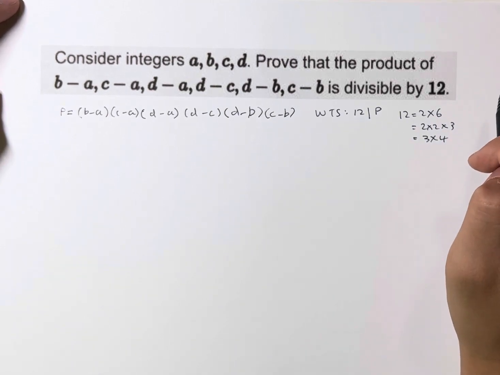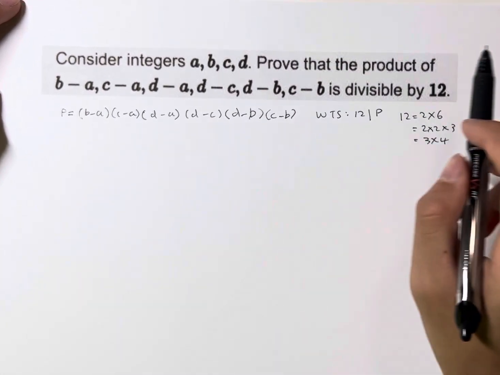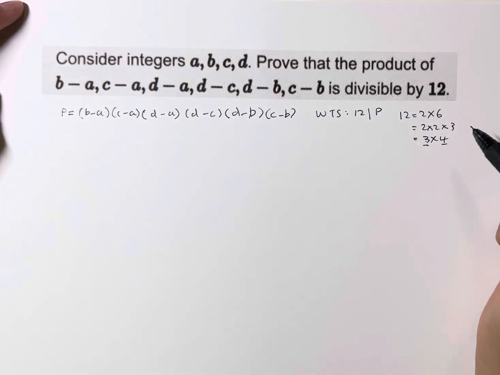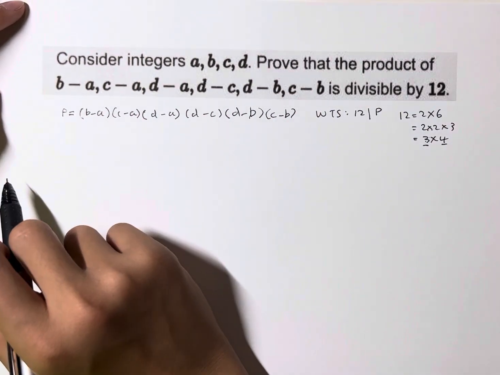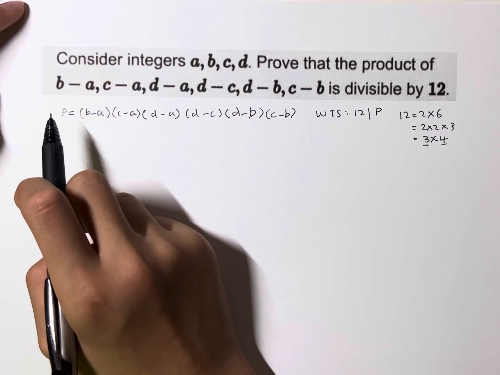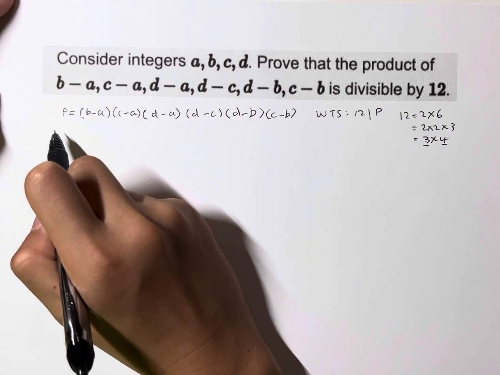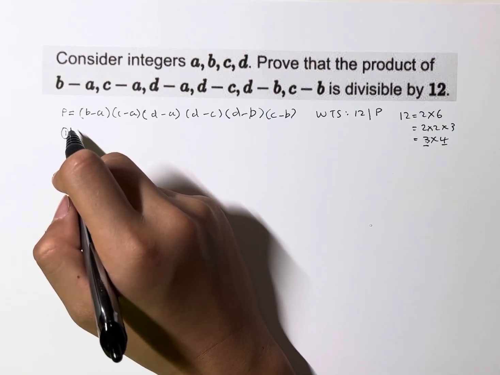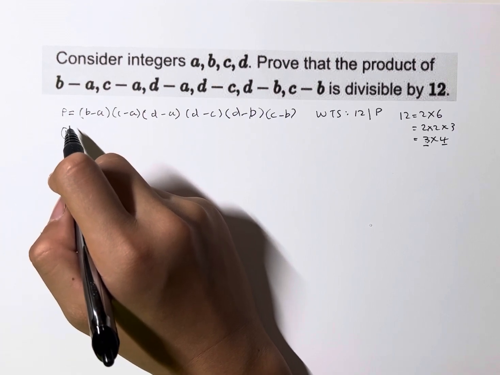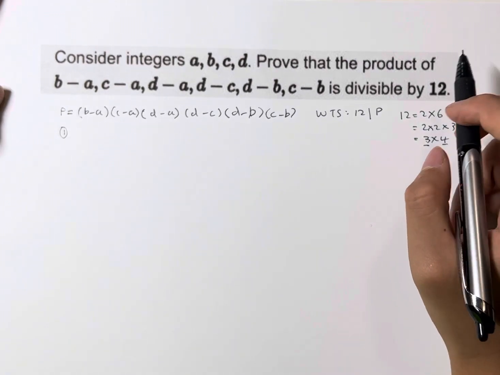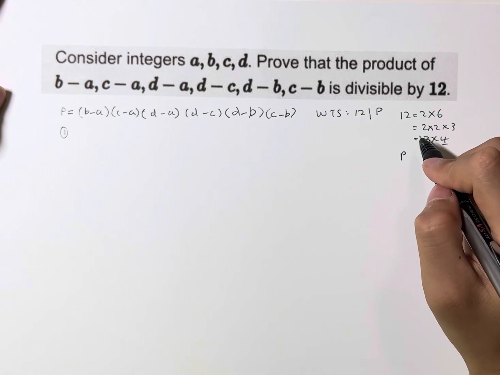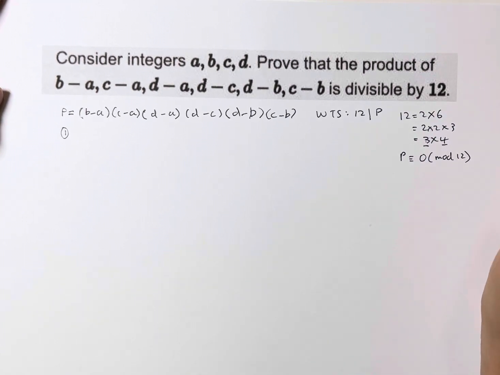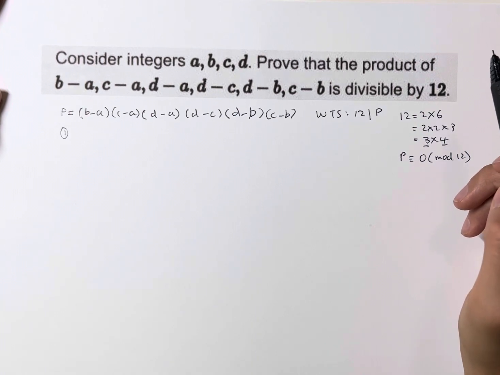So you see, if you can prove that these 6 factors of P contain a factor of 3 and a factor of 4, like one of them contains a factor of 3 and one of them contains a factor of 4, then we're set to go. Okay, so now let's deal with the factor of 4 first. To make sure that it's divisible by 12, you want P to be congruent to 0 mod 12. Zero mod 12 means the remainder is 0, so it's divisible by 12.